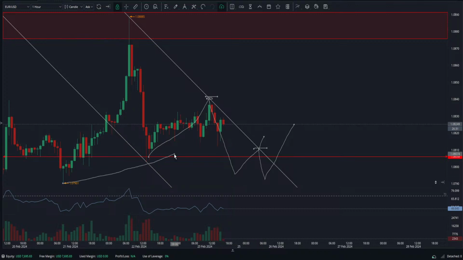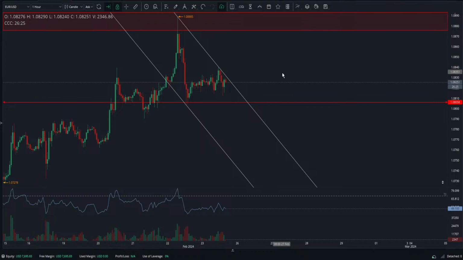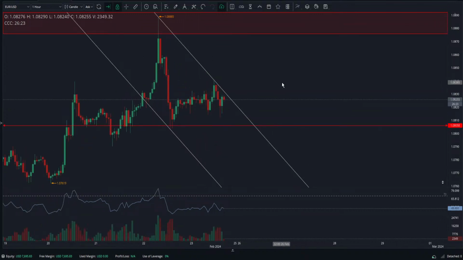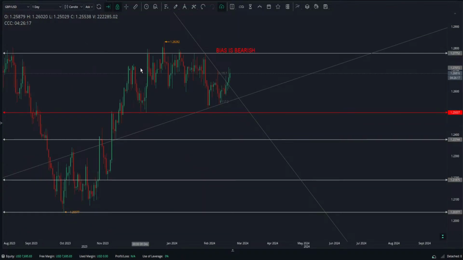Right now it looks like this is also a channel or a triangle here. I'm not sure when it will break to the upside, but when it breaks, you can buy then, rather than placing a limit order at 1.0805. That is a better idea.